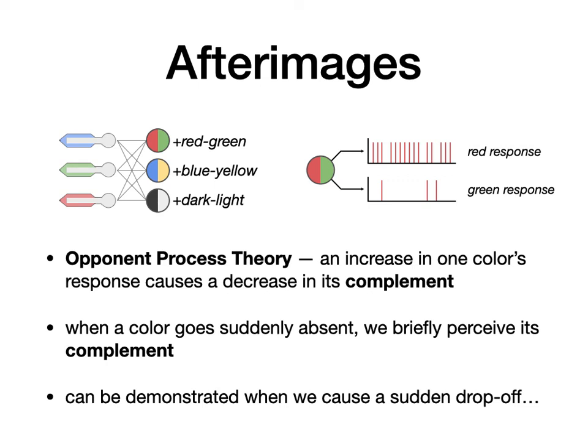And what this causes is a very interesting phenomenon. When a color goes suddenly absent, the cells kind of overcorrect a little bit. This strong difference suddenly happens, and we detect the opposite color. So, for a moment, stare at this pattern.